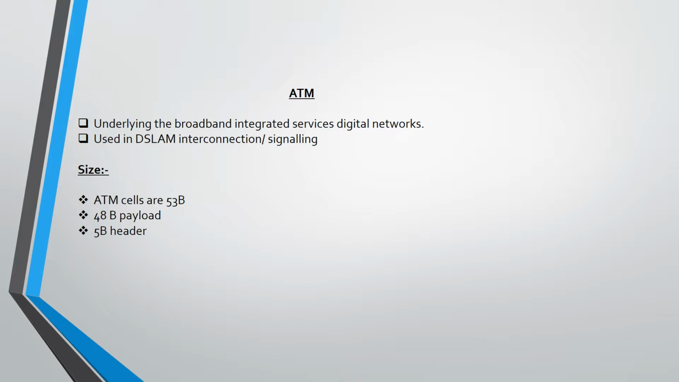ATM, Asynchronous Transfer Mode. This is the technology underlying broadband integrated services digital networks. It is still used in DSLAM interconnection signaling. The ATM cells consist of 53 bytes, of which 48 bytes are the payload and 5 bytes are for the header.